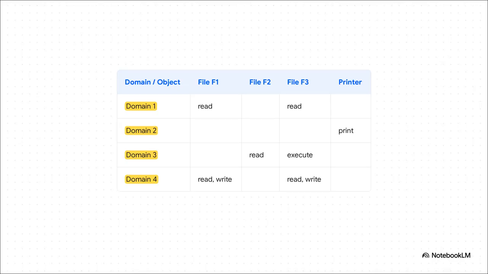So here's what it looks like. You see the rows? That's the who, our domains. And the columns are the what, our files, our printers, all that stuff. And the little cells, they tell us the rules. So, for example, just follow the row for domain 1. You can see it's allowed to read file F1 and F3, but if it tries to touch the printer, nope, access denied. Simple as that.